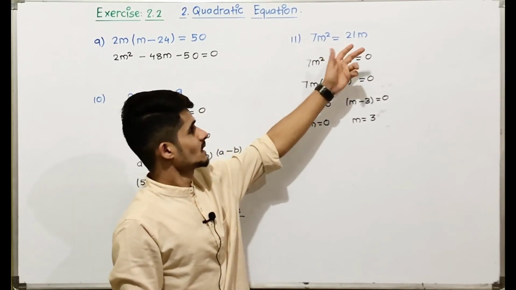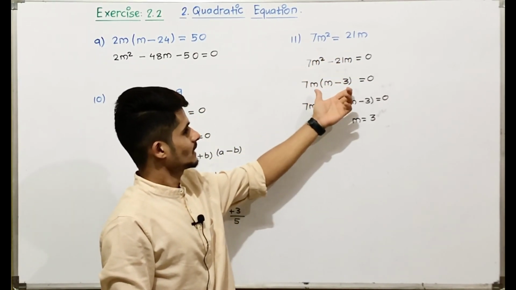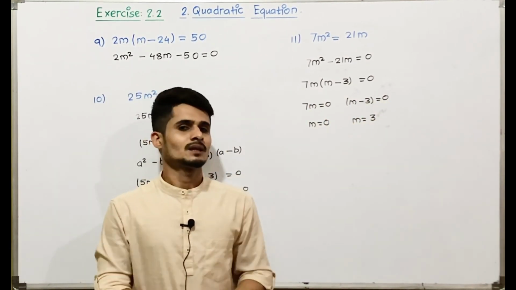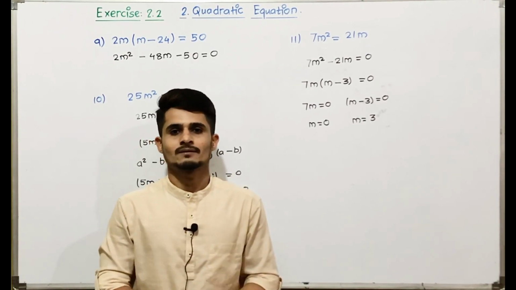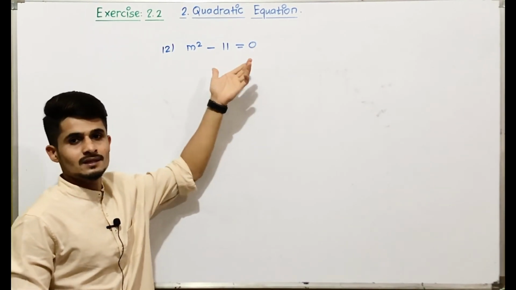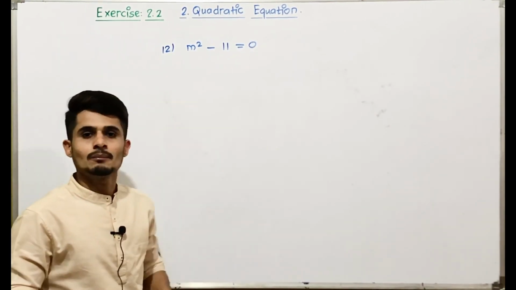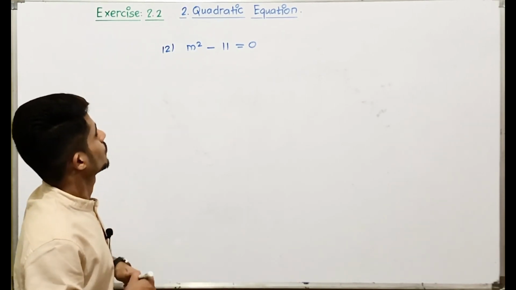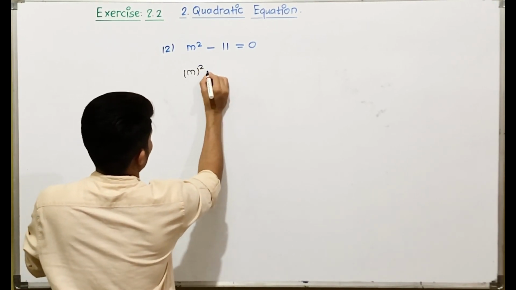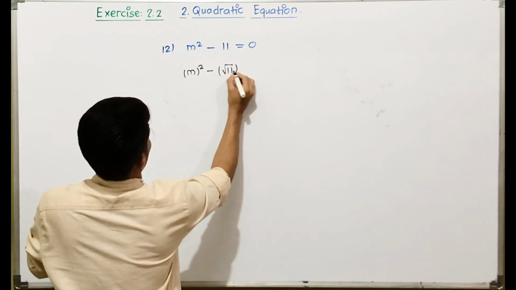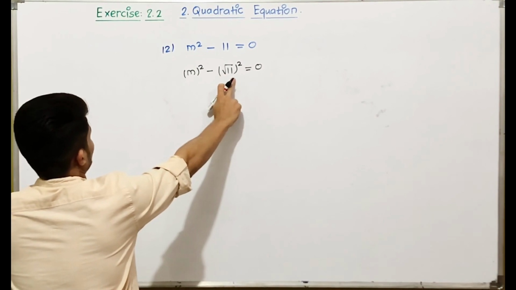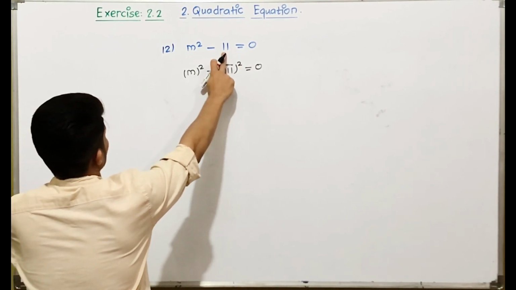In this sum we just have to rearrange it and we can directly take the common, equate it with 0, you will get the value for m. Similarly, we will see our last sum, sum number 12. 12th one, m square minus 11 is equal to 0. So this sum is similar to the 10th one. We will be using the a square minus b square formula. So firstly, we will write it (m) whole square minus (root 11) whole square is equal to 0. m square minus root 11 square. Root 11 into root 11 is 11.